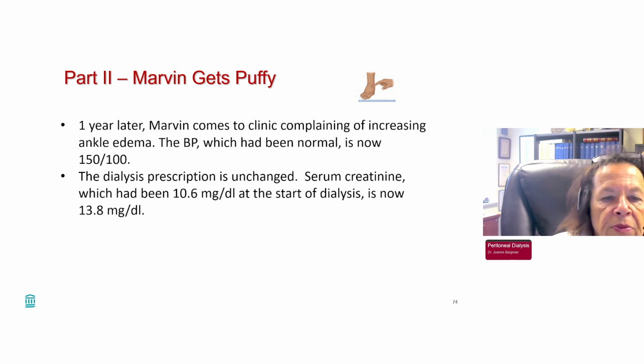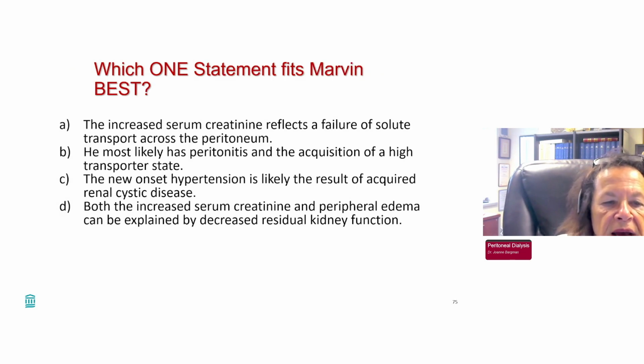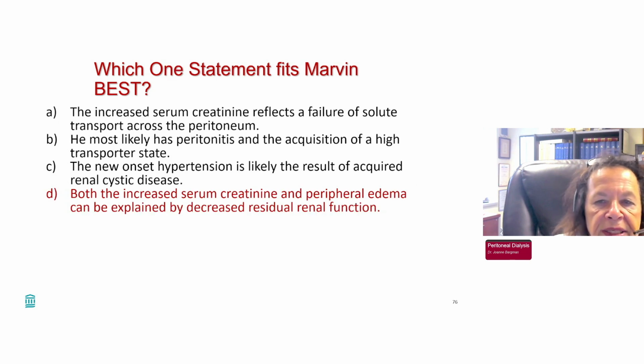So about a year later, Marvin comes to clinic and he's now volume overloaded and hypertensive, and his creatinine's gone up. So what's happened in this year? The increased serum creatinine from when he started to now reflects a failure of solute transport. He most likely has peritonitis. The new onset hypertension is likely the result of acquired renal cystic disease, or both the rising creatinine and the peripheral edema can be explained by decreased residual kidney function. And the correct answer here is D.